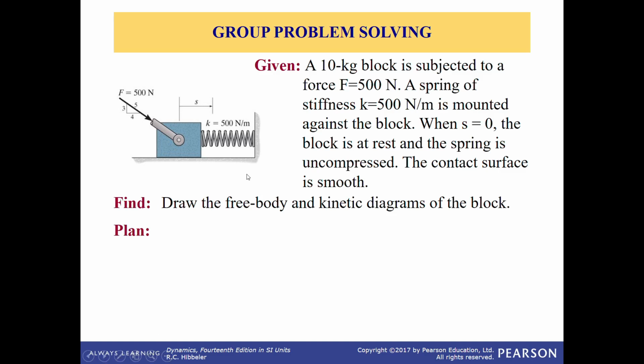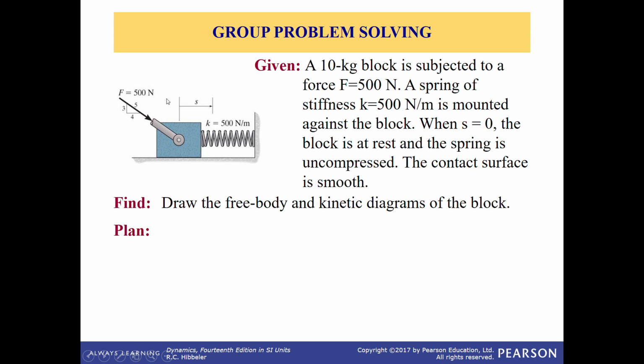Alright, this is one of the examples for group problem solving. Given a 10 kilogram block subjected to a force F equal to 500 Newton. So this is also concerned with a spring. A spring of stiffness K equal to 500 Newton per meter is mounted against the block. Okay, I have this. This is the block, and this is the spring.